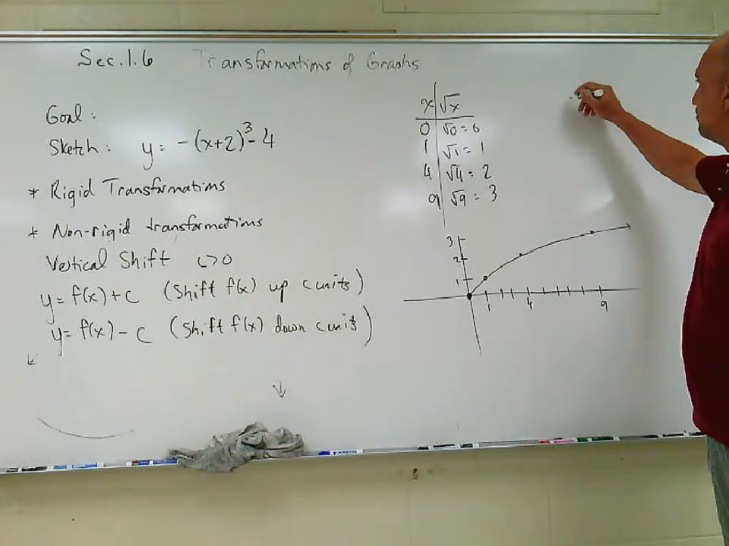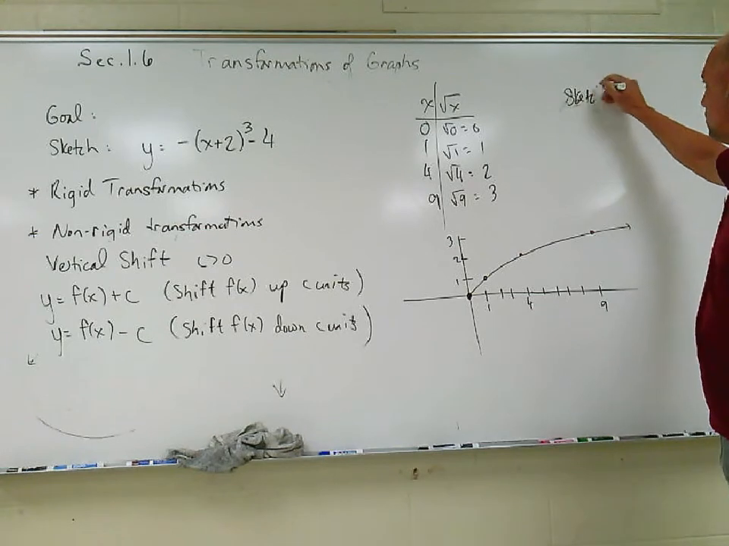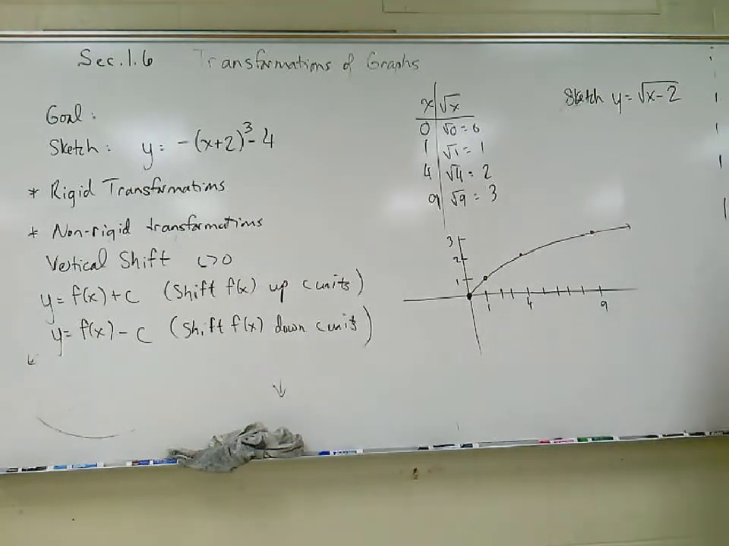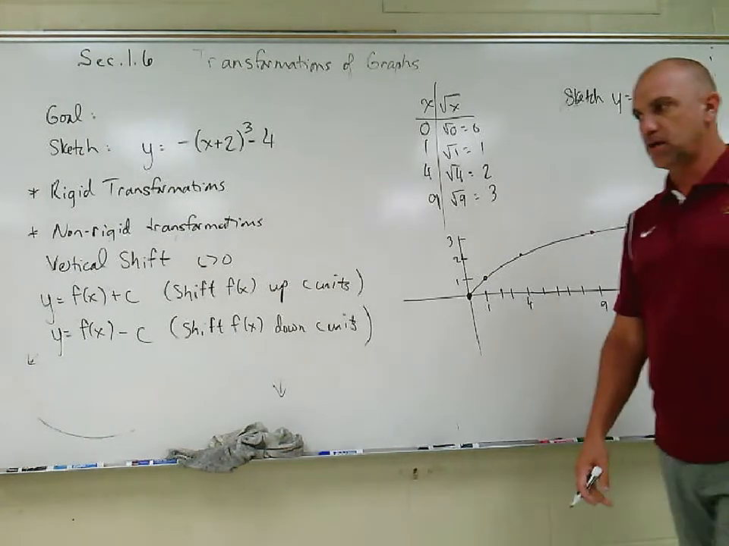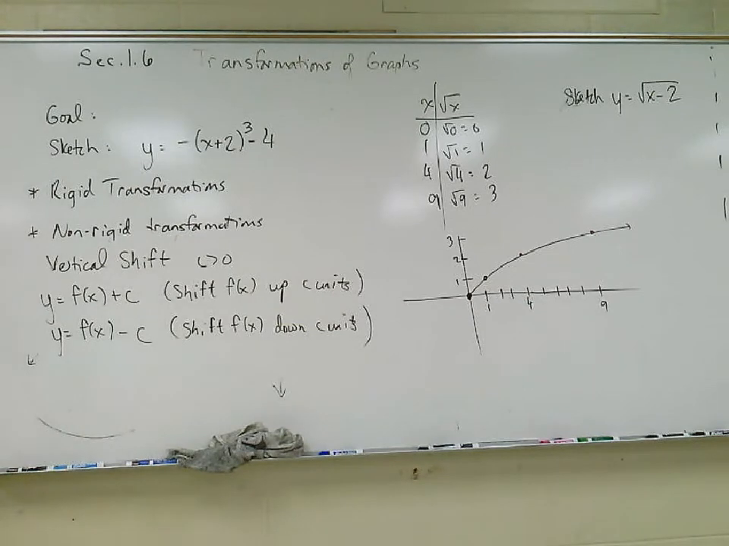Ready? How do you sketch square root of x minus 2? So now I've done what? Where did I put the 2? In with the x. It directly affects the x, which now directly affects your outputs. So once you plug in an x, you're doing what immediately to it? Subtracting 2. So my question is, how would you sketch that?